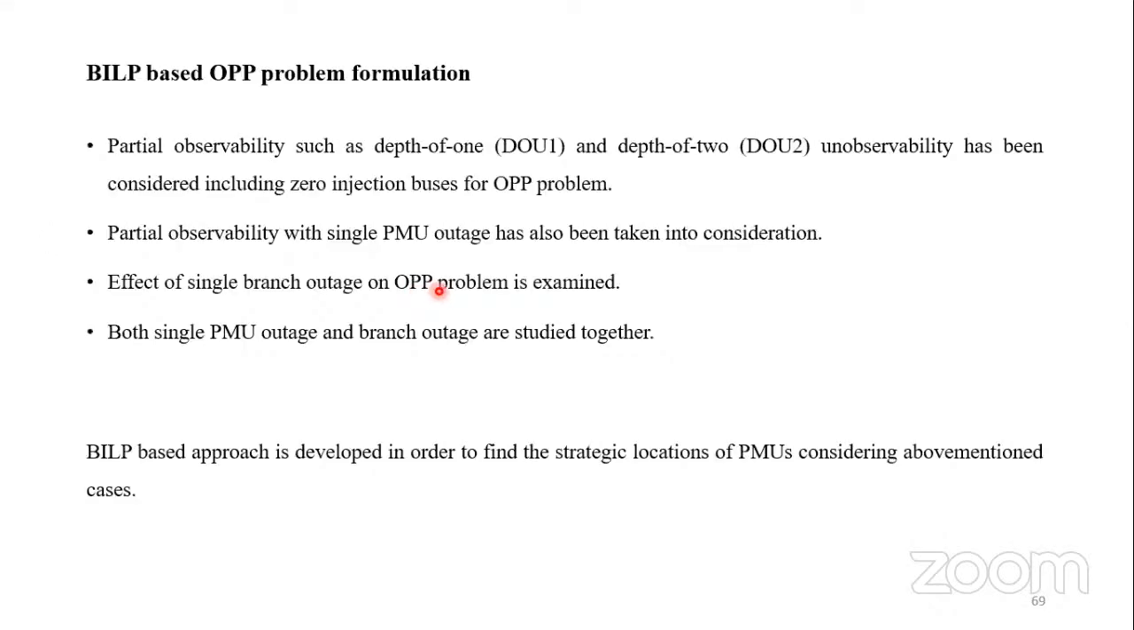Now, complete and incomplete observability, as we have talked about: if there is one bus left unobservable, it will be treated as depth of one unobservability condition. And when two buses are left unobservable, the system will be considered as depth of two unobservability conditions. Here we have considered partial observability with single PMU outage, with single branch outage, and also with PMU outage and branch outage.